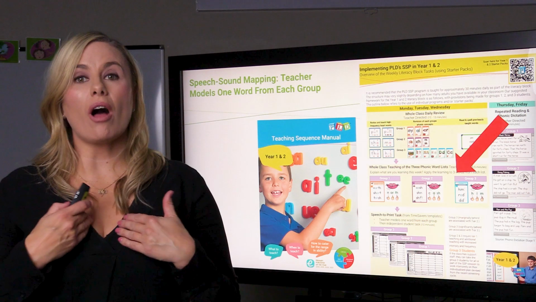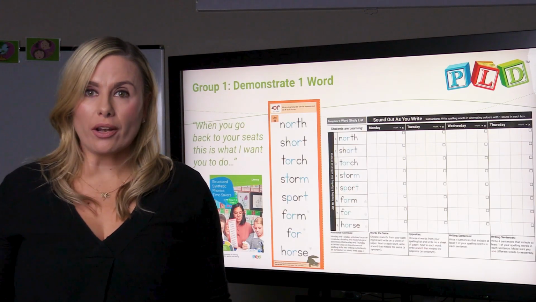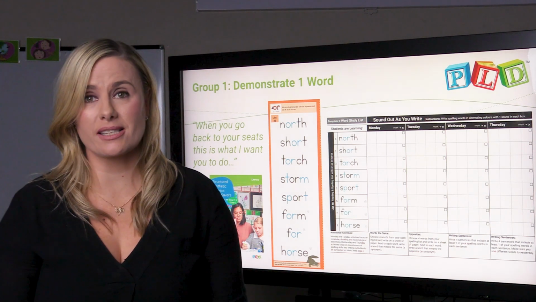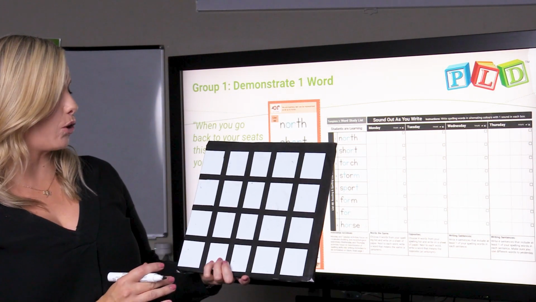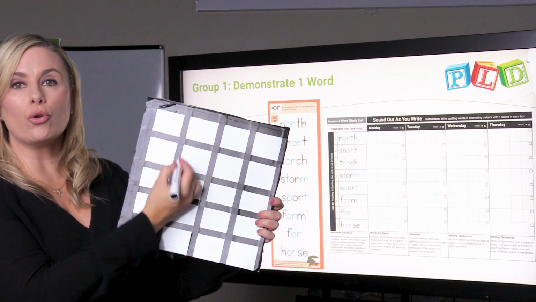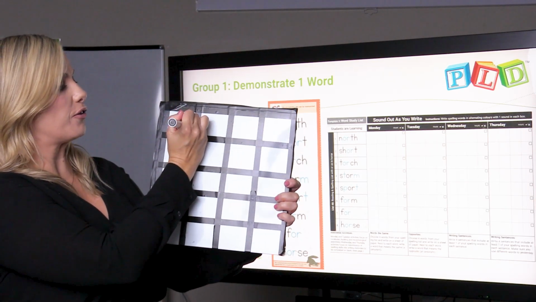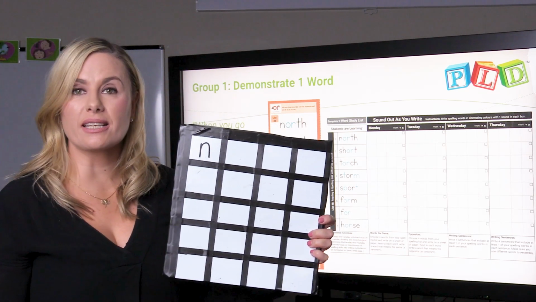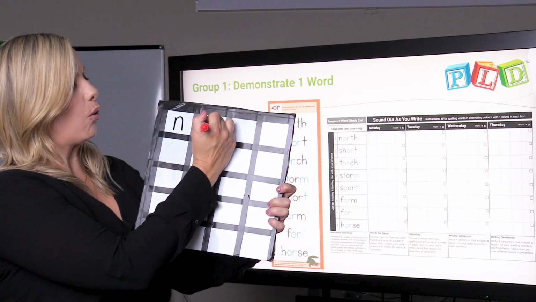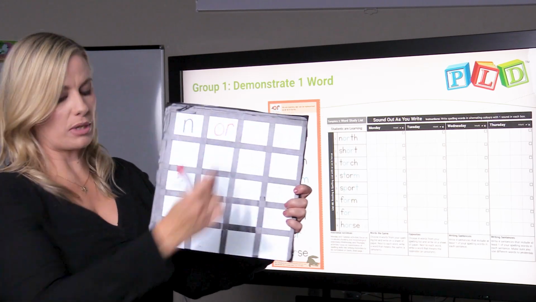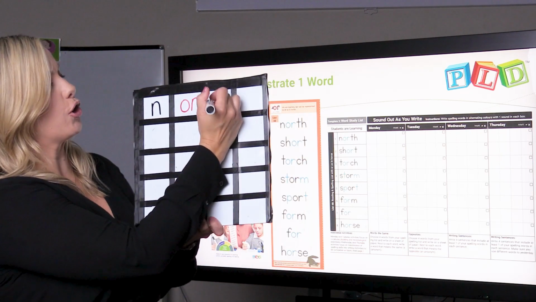We now move into our speech sound spelling tasks. The teacher will model, I would model, 1 word from each group. Group 1, when you go back to your desks, this is what I'd like you to do. Read the first word on your list. Your word is north. What's my first sound? Sound and write in the first sound box. What's my second sound? Or. My digraph sound for the week is or of horse. What's my final sound? Pop that into my final sound box. It is north.